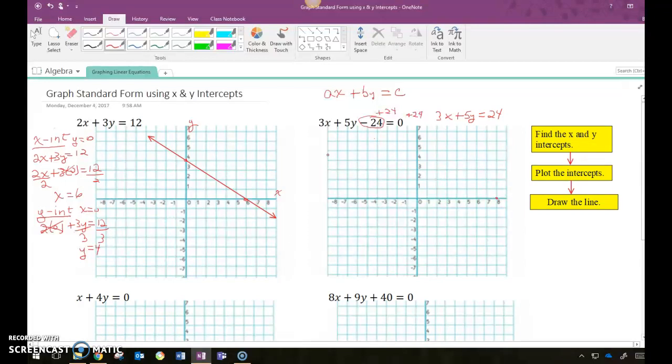Okay, so the first thing I want to do is find my x-intercept. So to find my x-intercept, I will let y be 0. So 3x plus 5 times 0 equals 24. So again, this just becomes 0. So I need to divide by 3. So x equals 8. So I come over here on the x-axis and put a dot on 8. Looks like I've already done that before for some reason.